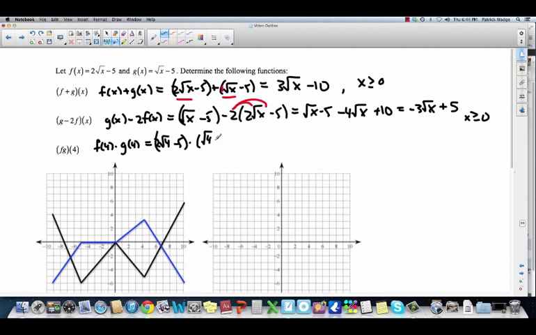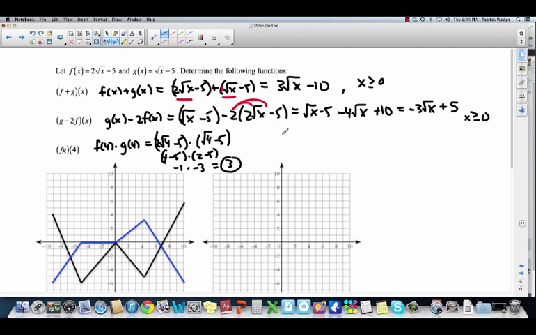Root 4 minus 5. 2 root 4. Well, root 4 is 2, times 2 is 4. Take away 5. Times root 4 is 2, take away 5. So 4 take away 5 is negative 1. 2 take away 5 is negative 3. Negative 1 times negative 3 is 3.